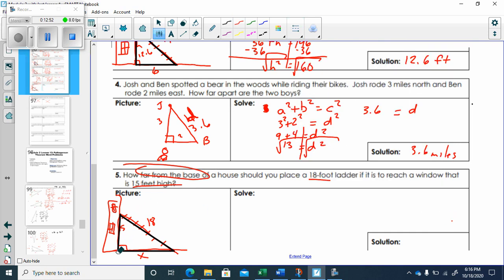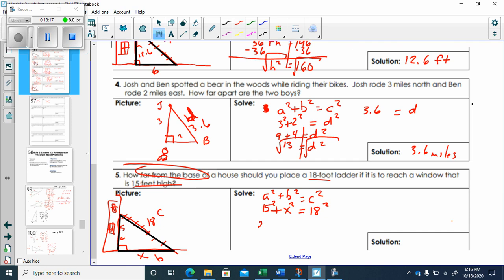Okay, Pythagorean theorem. Because I'm looking for a side of a right triangle. A squared plus B squared is equal to C squared. And the C is always across from the right angle. It doesn't matter about the A and the B. Okay, so for C, that's 18 squared. A is equal to 15, and they'll square it. And that's B squared, or X, whatever you want to call that.